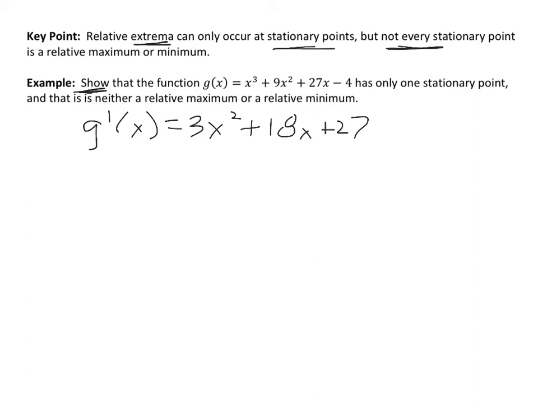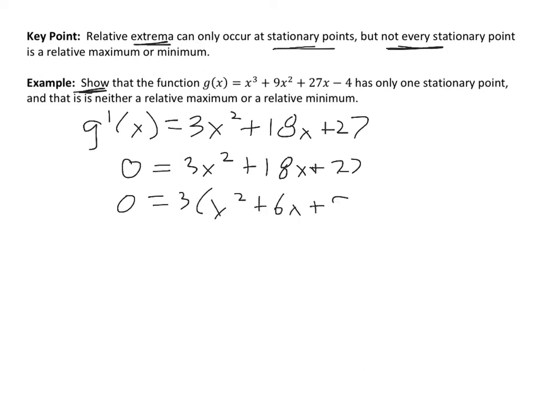Stationary points happen where the derivative is 0 or undefined. This is clearly not going to be undefined anywhere because it's just a polynomial. So I'm going to do 0 equals this thing, 3x squared plus 18x plus 27. Looks like I can factor a 3 out of it. So this is 3 times x squared plus 6x plus 9. And that actually factors further. This we can factor into being x plus 3 times x plus 3. So it looks like my only stationary point here is going to happen when x is negative 3. And remember, this is only the x coordinate.